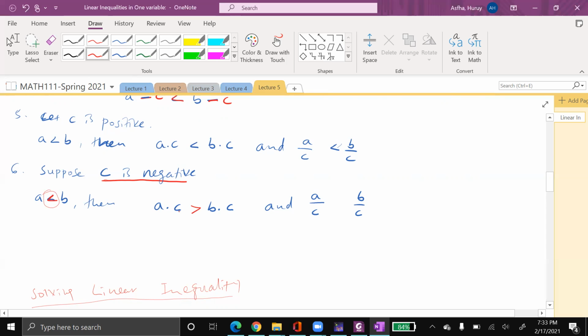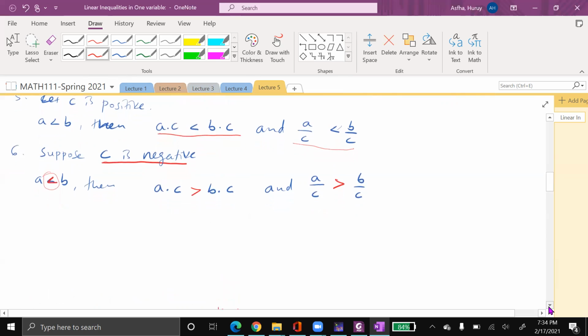So A times C, because C is a negative number. Here we have the same case, but here in this case C is positive, so it doesn't affect it. Here C is positive, it doesn't affect it. But here C is negative and it reverses the sign. Okay. And similarly, here it reverses the sign. Okay. So always when you have an inequality and you multiply or divide both sides by a negative number, it reverses the sign. And why is this?